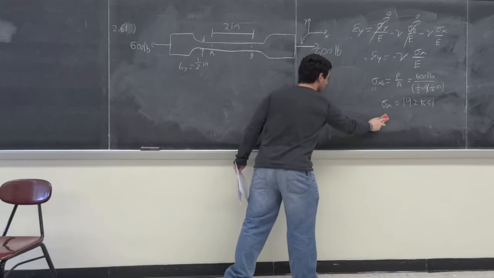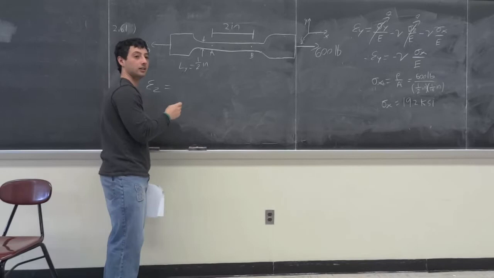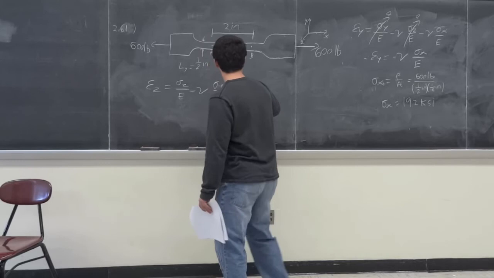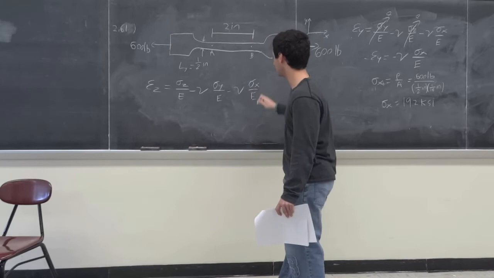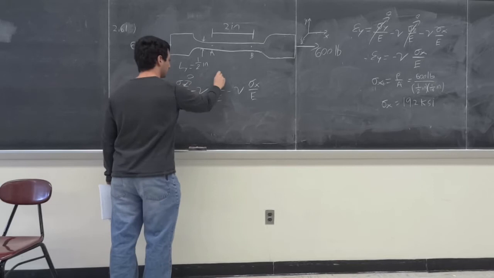Okay. All right, so what's the strain in the z direction? I'll let you guys try. Same thing. So yeah, you're right. So it's sigma z over E minus the Poisson ratio of sigma y over E minus the Poisson ratio of sigma x over E. And sigma x is the only thing that is happening right now because it's uniaxial tension in the x direction. So there's a sigma x, there's no sigma y because it's not loaded in the y direction or the z direction. So these are both zero. So it's the same thing.